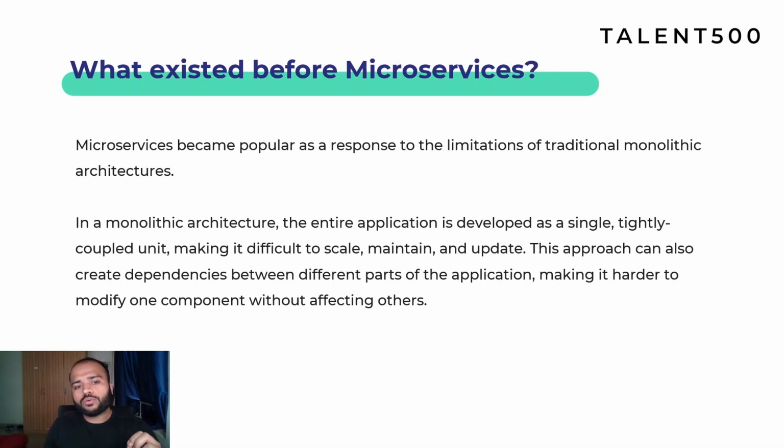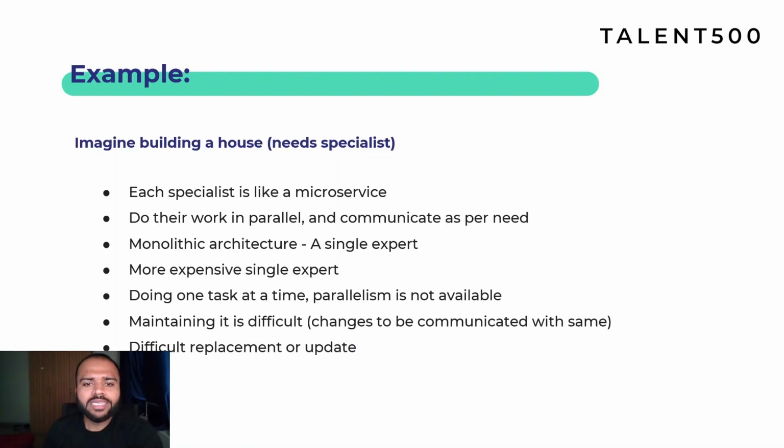So when developing applications, you need to ask yourself whether your application is suitable for a monolith or microservices. So let's try to understand the difference between monoliths and microservices with the help of an example. So imagine you are building a house, your dream house, and when you are building that, you need multiple specialists, right? Let's say an architect, a plumber, an electrician, a carpenter.